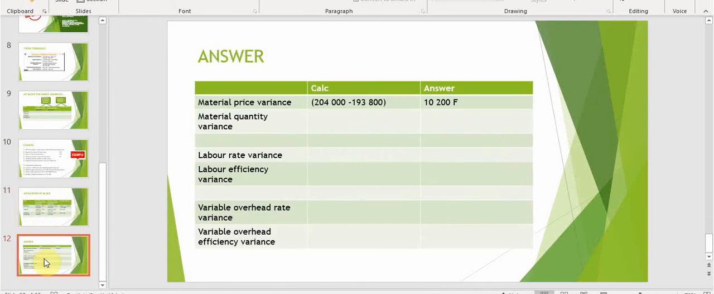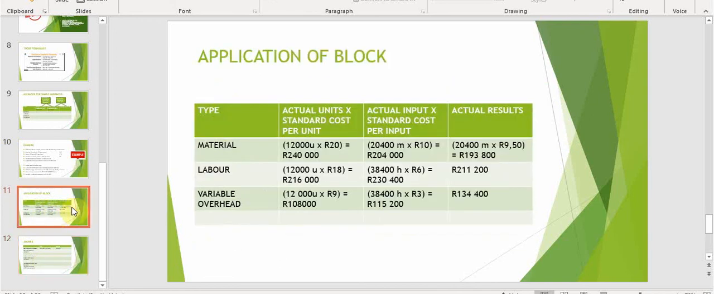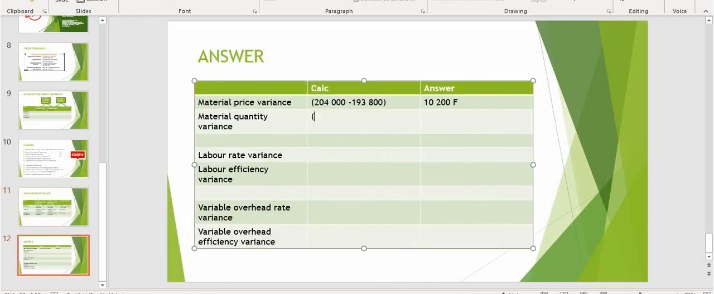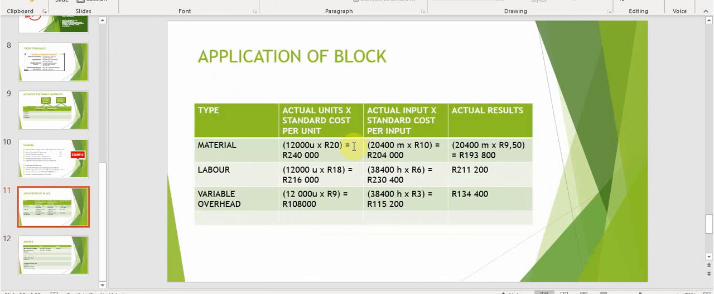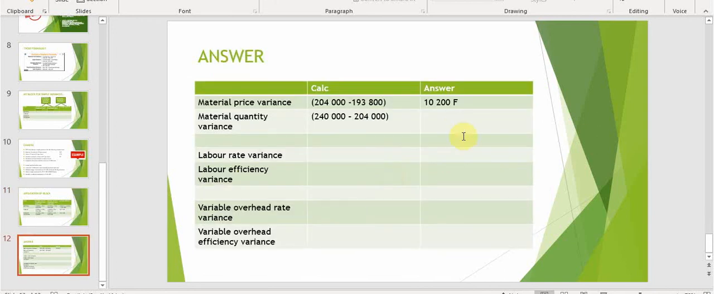Great. We are on the quantity variance. The quantity variance is the second column minus the third column. So it is the 240,000 minus the 204,000. And that gives me an answer of 36,000 Rand. And if I type it into my calculator, it is positive. So again, I show it's favorable. Please remember to show favorable or unfavorable so that you do not lose marks in a test.